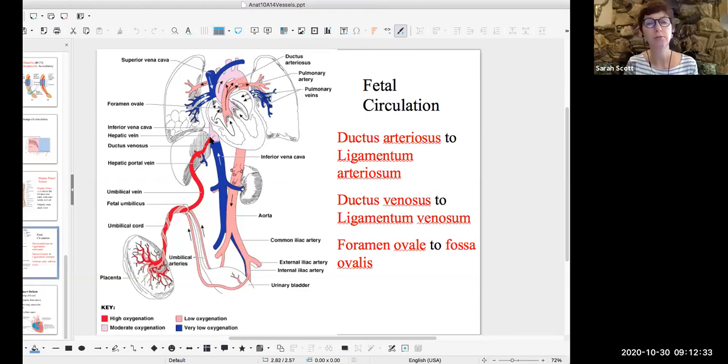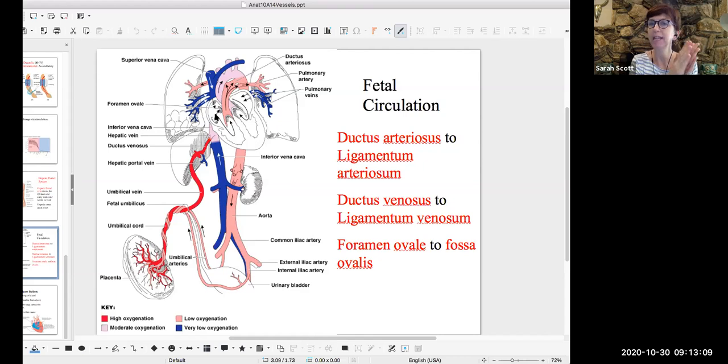Okay, so the ductus venosus collapses to make the ligamentum venosum. That means that now the blood in the inferior vena cava is only deoxygenated, which is what we learned. So with deoxygenated blood in the right atrium, we don't want it going to the left atrium, because if it does, you'll now be diluting rich oxygenated blood with deoxygenated blood. We don't want that. So that hole, the foramen ovale, closes.